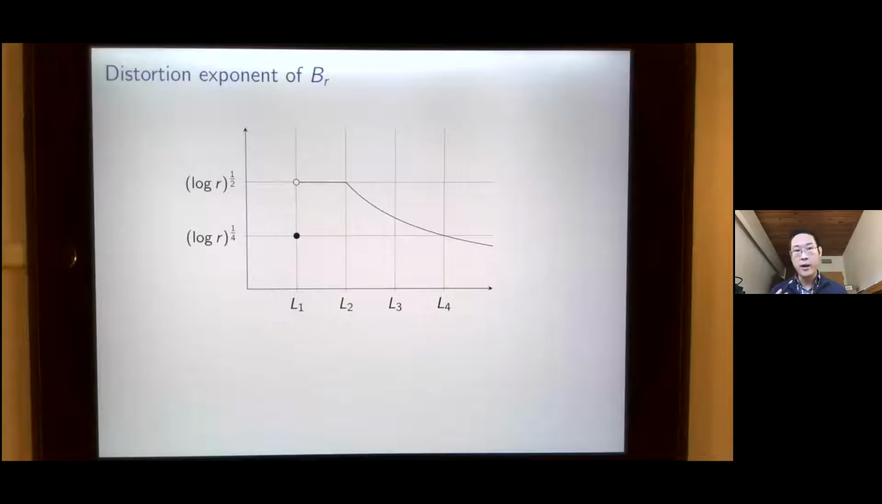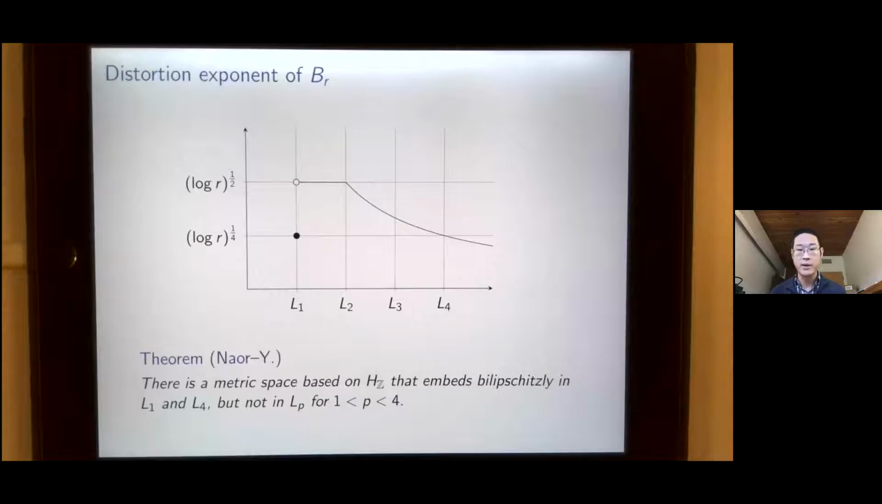And in fact, we can use this discontinuity to prove a neat fact about the geometry of Banach spaces, which is that there's a metric space based on the Heisenberg group that embeds bilipschitzly in L1 and L4, but not in any Lp space in between.